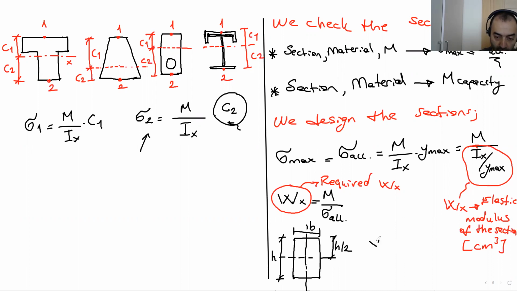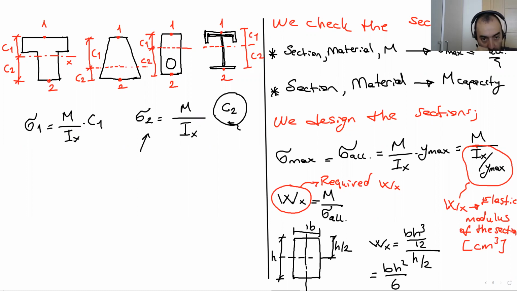Remember how we calculate the Wx, the moment of inertia over the distance of top, H over 2. So this is for rectangular sections easily. Yes, in design problems, we try to determine the size of the dimensions or of the sections. Okay.